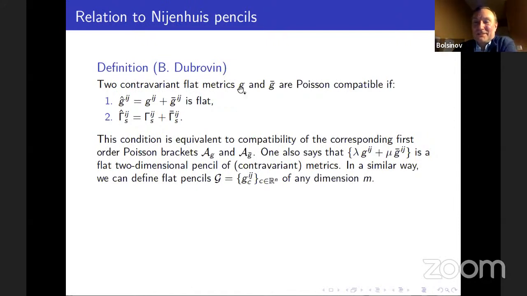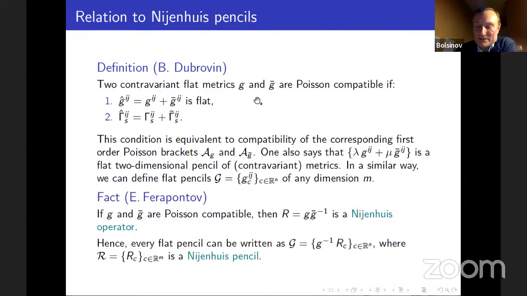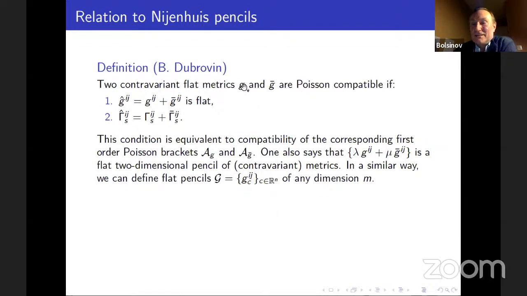First of all, the definition by Dubrovin. So we take two flat metrics, G and G bar. We say that they are Poisson compatible if the following holds. Remember that we are talking about contravariant matrices with upper indices. So if the sum of G and G bar is still flat, it's a very serious condition. But again, look at this condition.